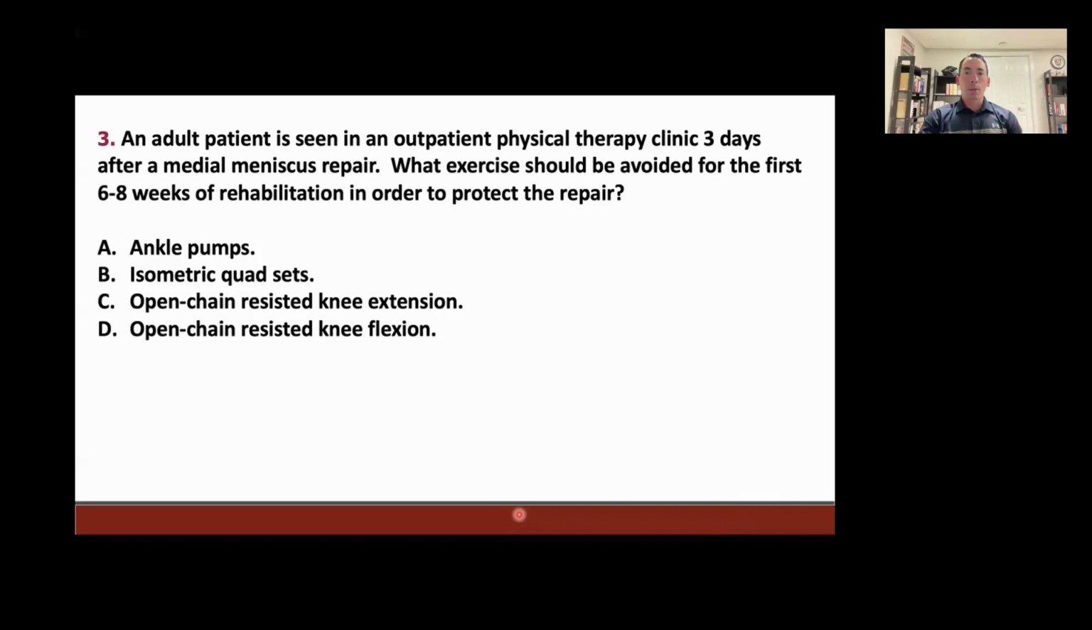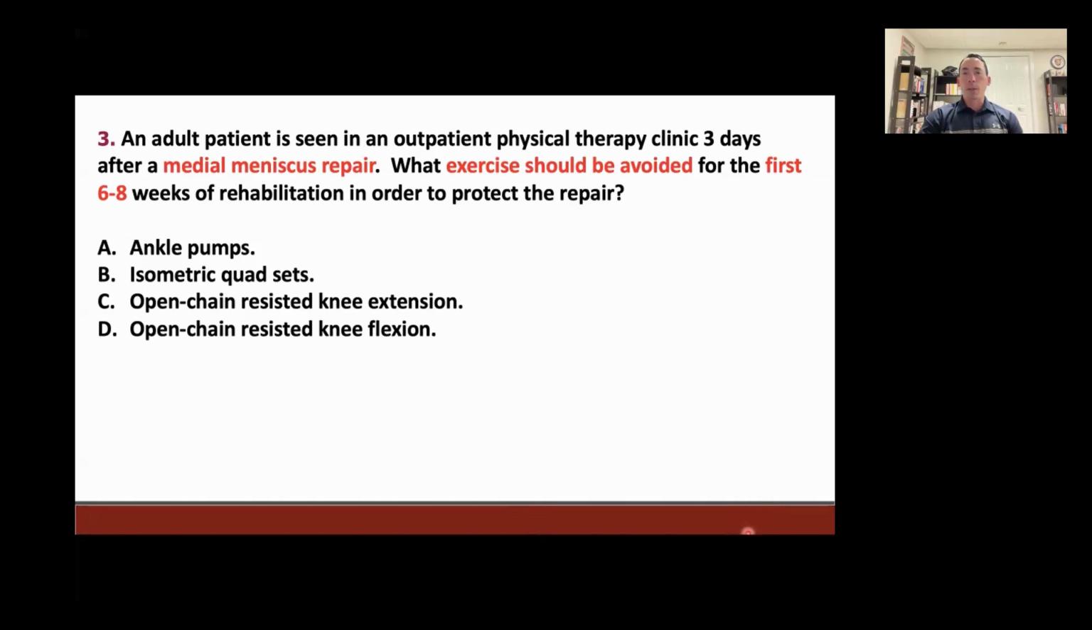All right, so looks like everybody put an answer in there. So here are the results. We got C and D as the most common answers. So let's go through the key information. The key piece there is it's a medial meniscus repair procedure. And then what exercise should be avoided for the first 6 to 8 weeks, acutely after the surgery, to protect the repair? So think about what other things attach to the medial meniscus.